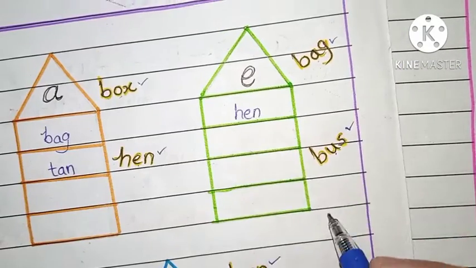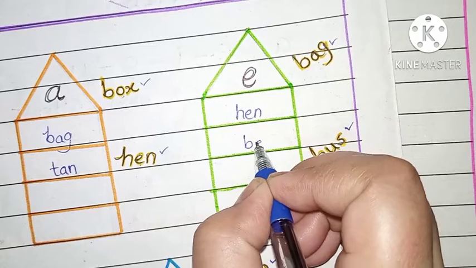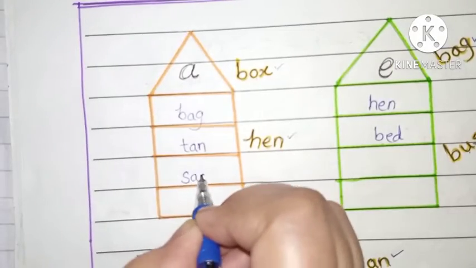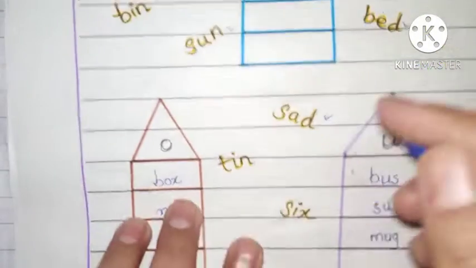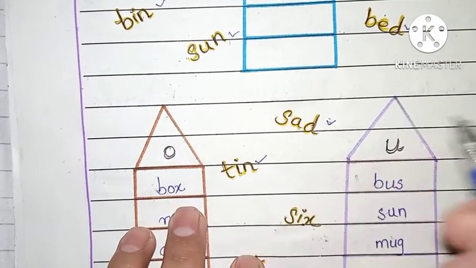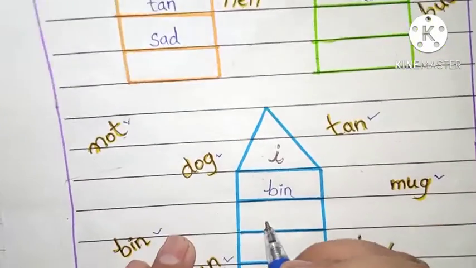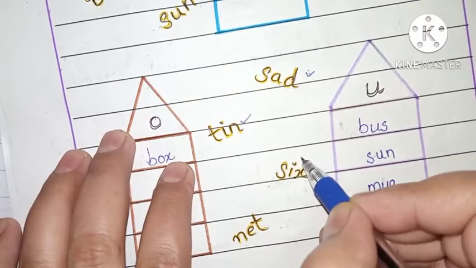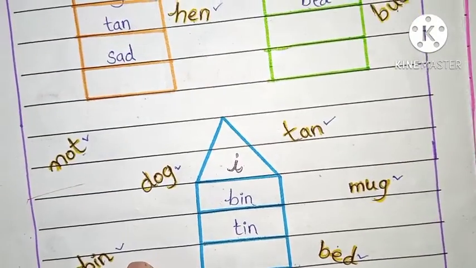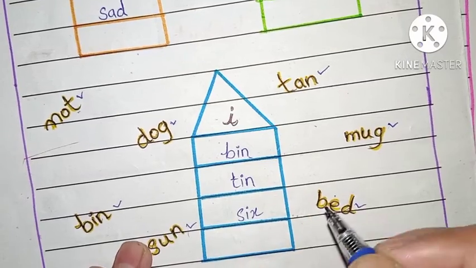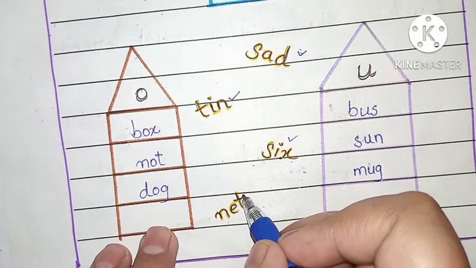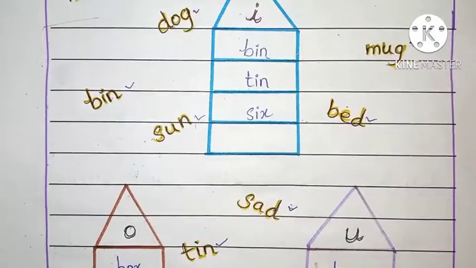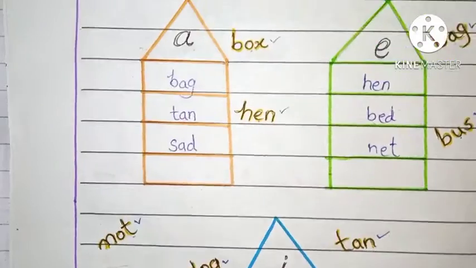E. Add. A. Tin. I vowel is here, so write it here. Tin. 6. I. S-I-X. 6. Net. N-E-T. Net. So in this way we have completed these blocks.